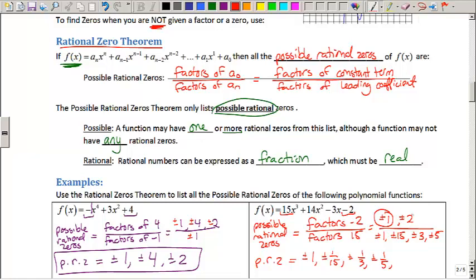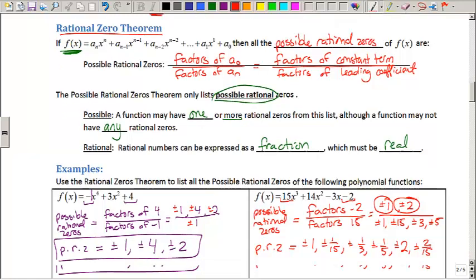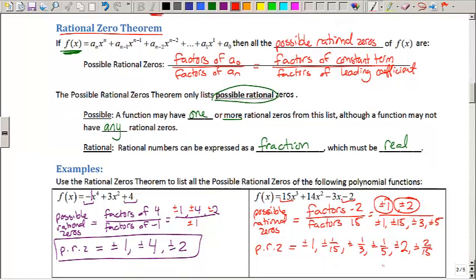Next, I'm going to come back and take the plus or minus 2 and divide it by each of the denominators. 2 divided by 1 is 2. 2 divided by 15 is 2/15. 2 divided by 3 is 2/3. And 2 divided by 5 is 2/5. And that is my list of possible rational zeros. We have 1, 2, 3, 4, 5, 6, 7, 8. That means we have 16 total possible rational zeros.